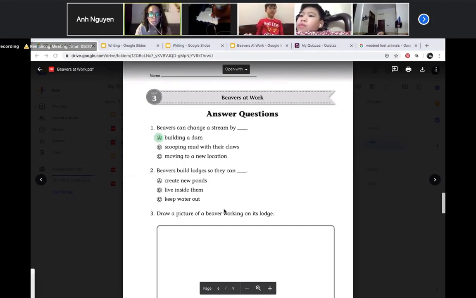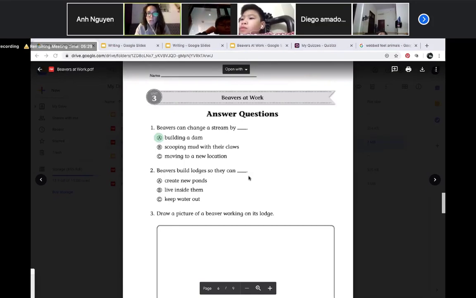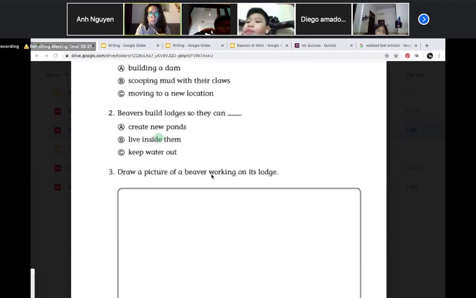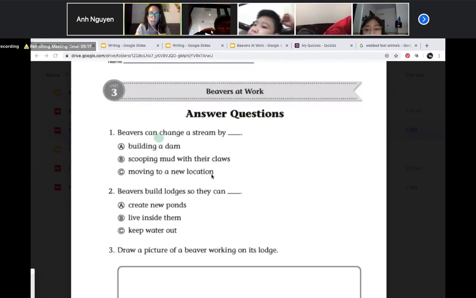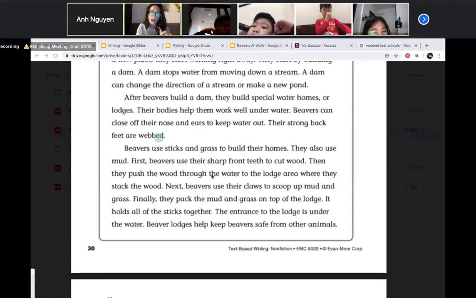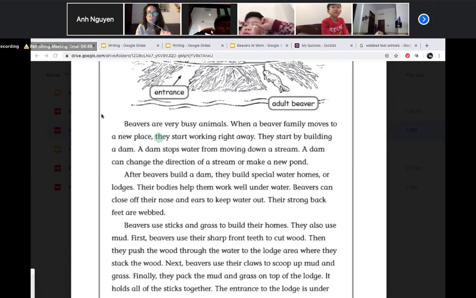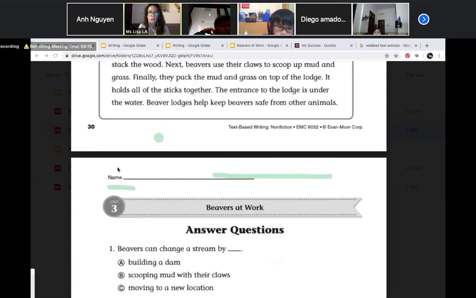Number 2, beavers build lodges so they can do what? Angtom, why do beavers build lodges? Let's look at why beavers build lodges so they can create new ponds, live inside them, or keep water out. Do you see the word lodges in this story? Anywhere? Yes. Read the sentence with the word lodges in it. After beaver build dam, they build special water home or lodge. Okay. So a lodge we know is a special water home.